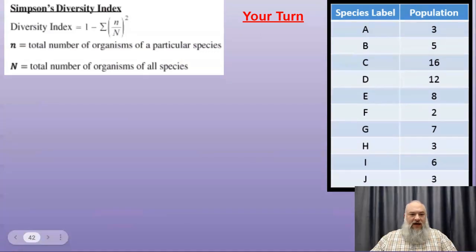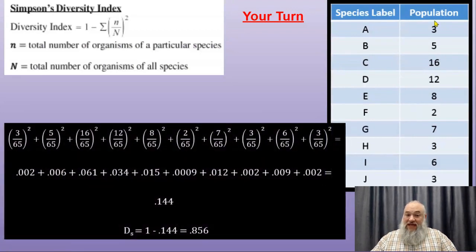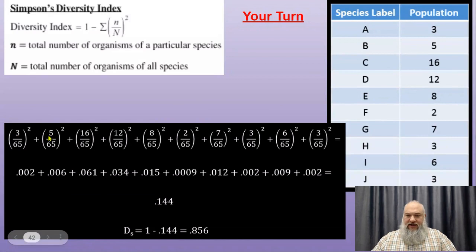All right, welcome back. How did that go? Let's see how you did. So in total, big N, there are 65 individuals in this population. So that's why our denominator here is 65 all the way across. Species A, we had 3. B, we had 5. C, we had 16, and so on. So we divide 3 divided by 65 and square it, and that's the number we get. 5 divided by 65, then square that number. That's what we get. Do it all the way along.